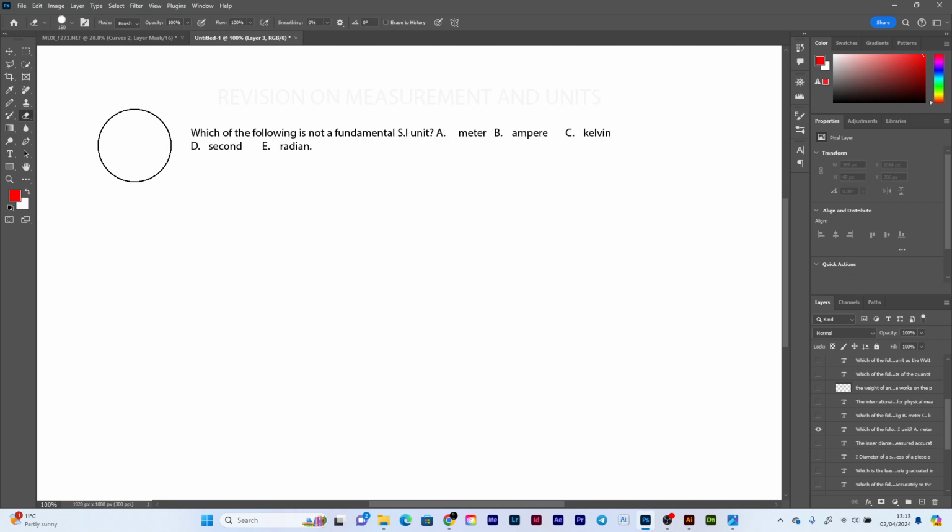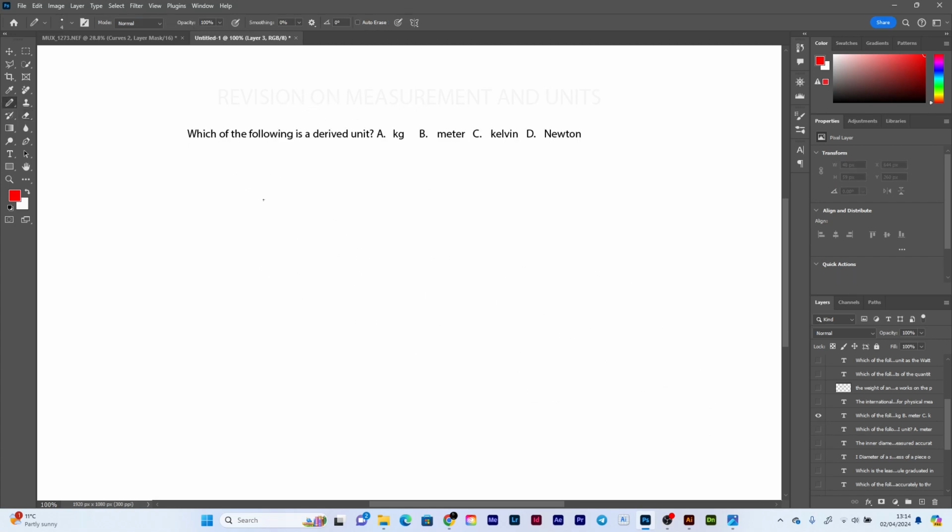So however, let's move to the next one. I hope you understand that. Okay, which of the following is not a fundamental SI unit? When you say fundamental SI unit, it is the same thing as fundamental unit. Am I making sense? Meter is a fundamental unit, ampere is a fundamental unit, Kelvin is a fundamental unit, second is a fundamental unit. This one is looking weak, and that's going to be the right answer. So radian is not a fundamental unit. I hope you understand that. That's too cheap.